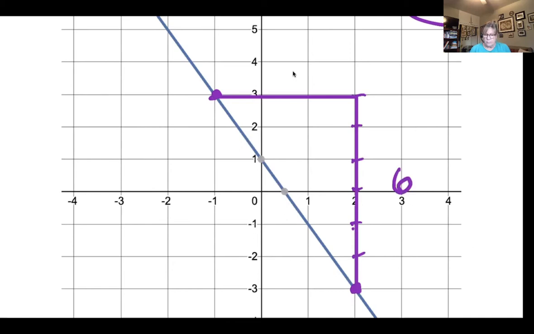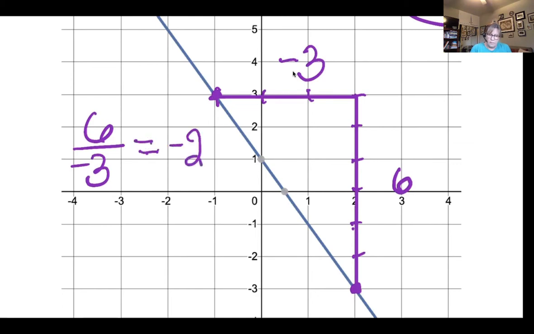And what's the run? Write that right on the graph so you don't lose track. The run is to the left. Don't count the corner. So count 1, 2, 3 to the left. So that would be -3. So I went up 6 and to the left 3. So my rise over run is 6 over -3. And I always want to simplify this if I can. So 6 divided by -3 is -2. So my slope of this line is -2.